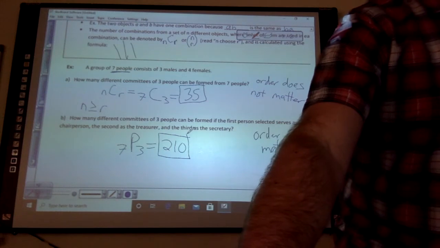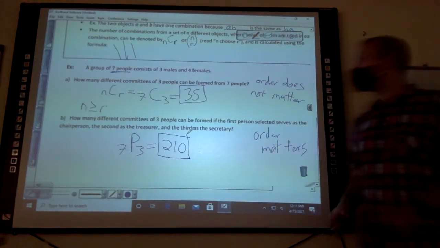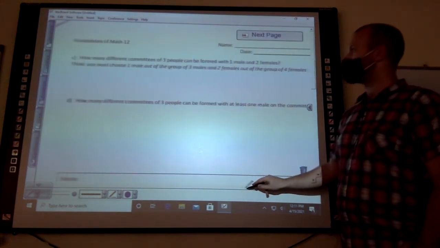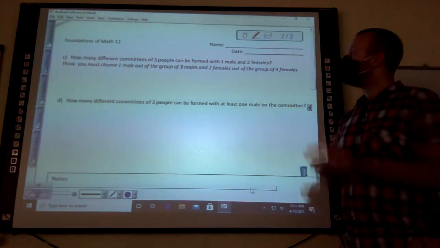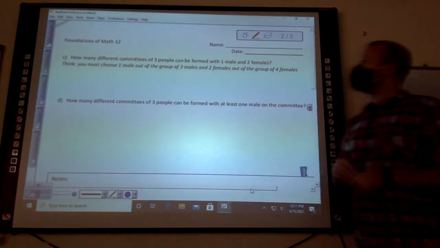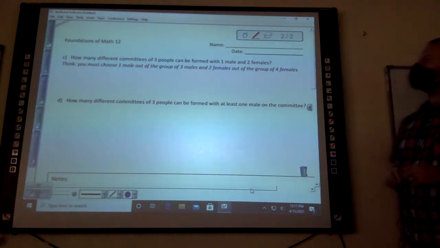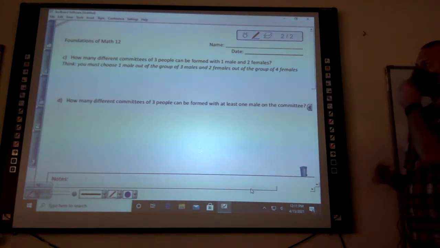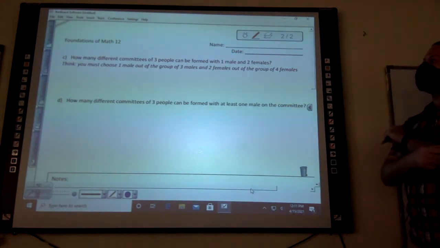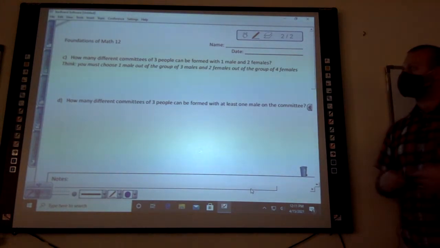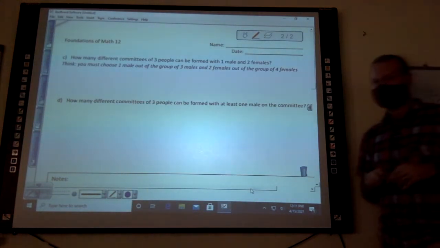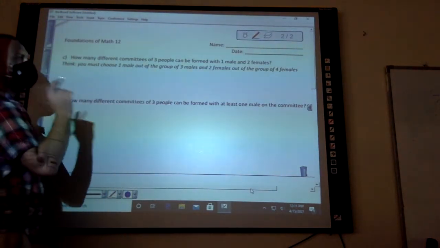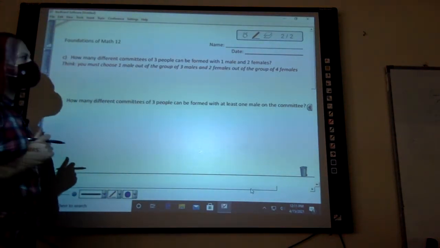Make sense so far? Yeah. Not too bad. Once we get into these restrictions, it gets a little bit more complicated. So how many different committees of 3 people can be formed if we want to pick 1 male and 2 females? So now we're getting quite specific. This one, the order does not matter, because we don't have specific roles. But we want to figure out how many ways we could pick a single male and how many ways we could pick 2 females.